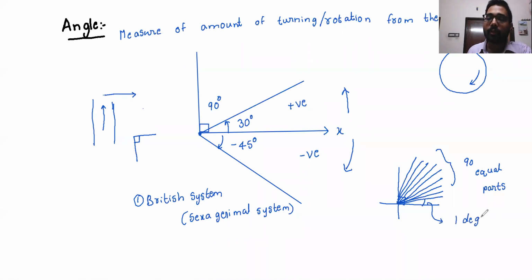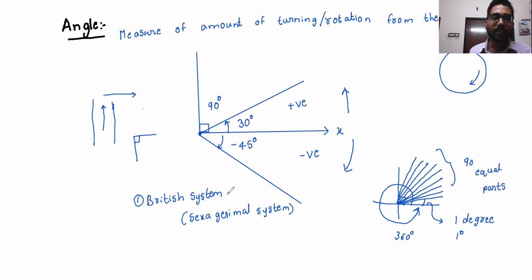That is denoted with 1 superscript degree, the symbol superscript O. So in the sexagesimal system, one right angle is equal to 90 degrees. That's how they defined it, right? They divided the right angle into 90 equal parts, and one part they called 1 degree. So one complete turn, one complete rotation would be 360 degrees, isn't it? It is 4 right angles, so 4 times 90 is 360.